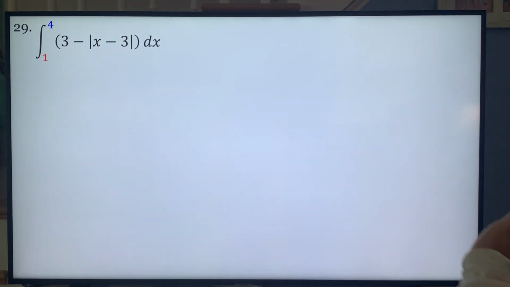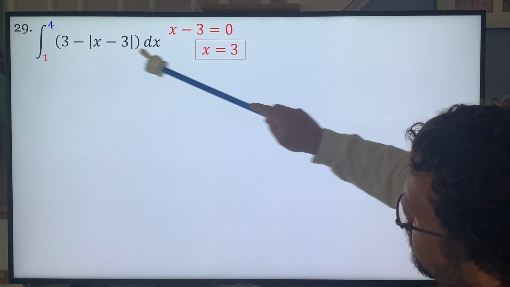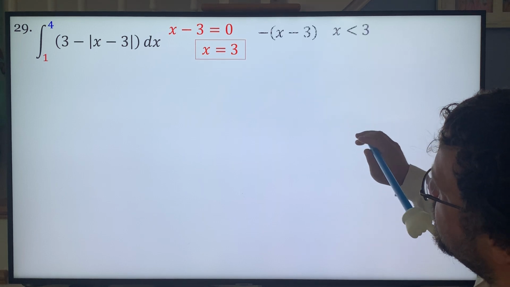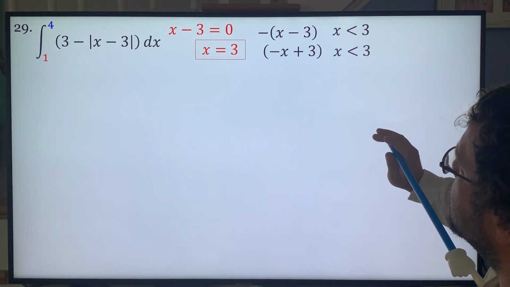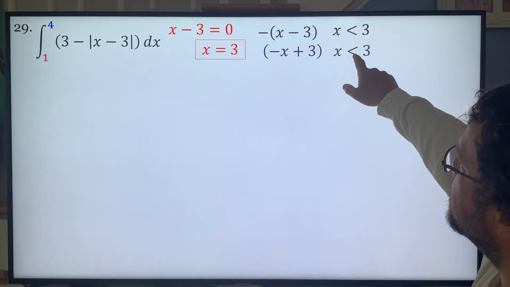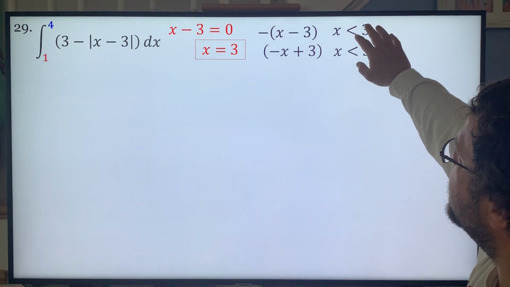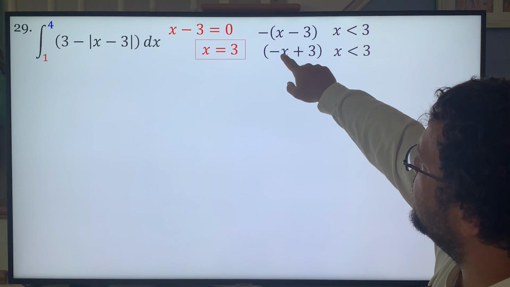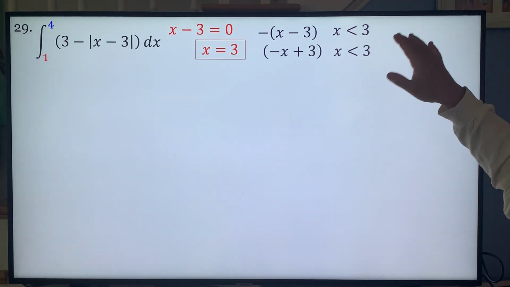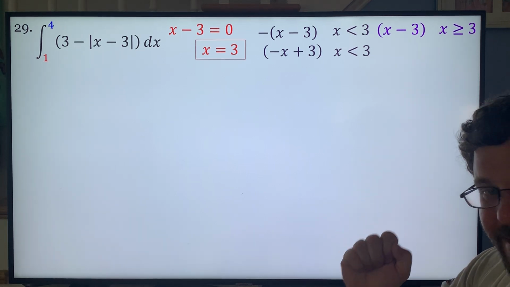See that? Magic. Let's go. x minus 3 equals 0. x equals 3. So when x is less than 3, it's negative. When x is, I should say greater than. First mistake. So when x is greater than 3, it stays the same. Oh no, sorry, I'm wrong. This is the same thing. I distribute the negative in there right away: negative x plus 3. When x is greater than 3, x minus 3. Yes, I didn't mess up.